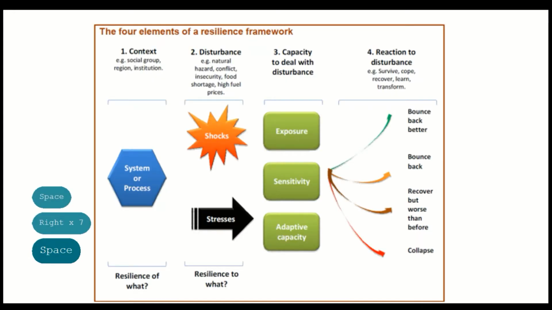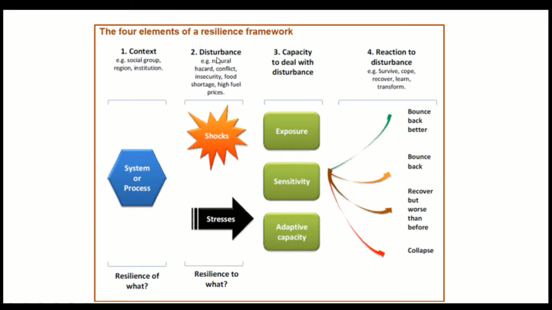There are four elements of the resilience framework. First one is context, second one is disturbance, third one is capacity, fourth one is reaction. First one, context. Context means whose resilience is to be built up, or who is a victim of that hazard or disaster. Example: social group, region, institution, etc. Resilience of what? That is the context.